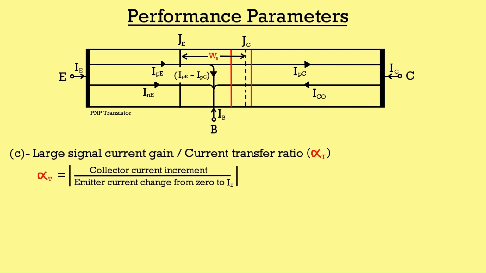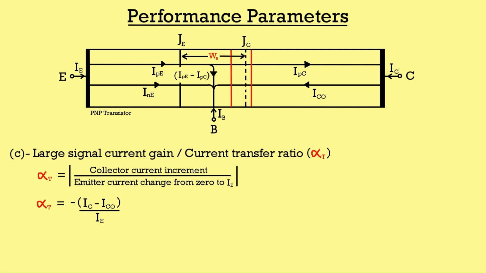Not only this, all the performance parameters have positive values. So you can put the sign according to the reference direction of different currents taken in the diagram of BJT. Like in the shown diagram, we have current transfer ratio to be equal to negative of collector current minus reverse saturation current divided by emitter current.